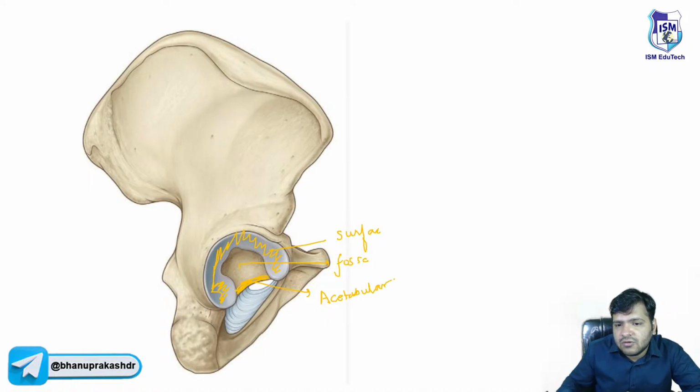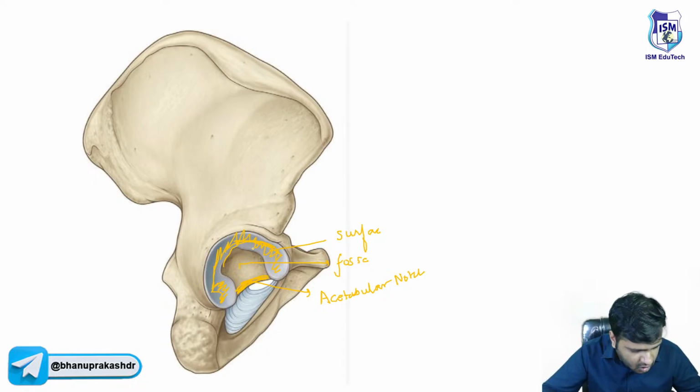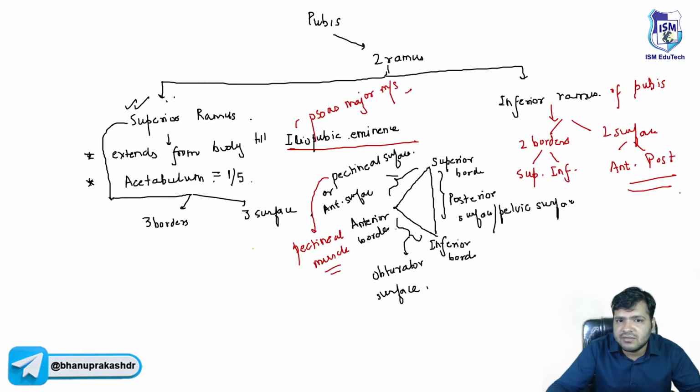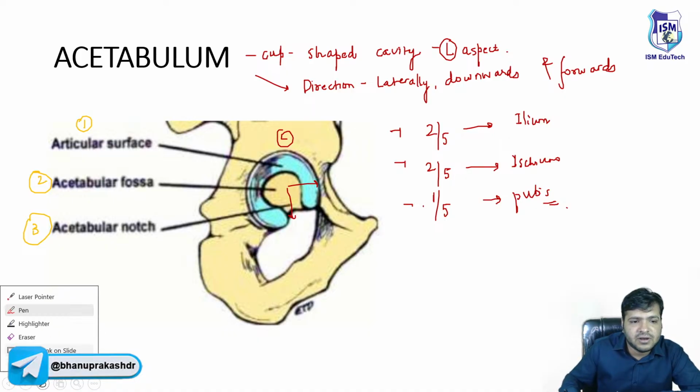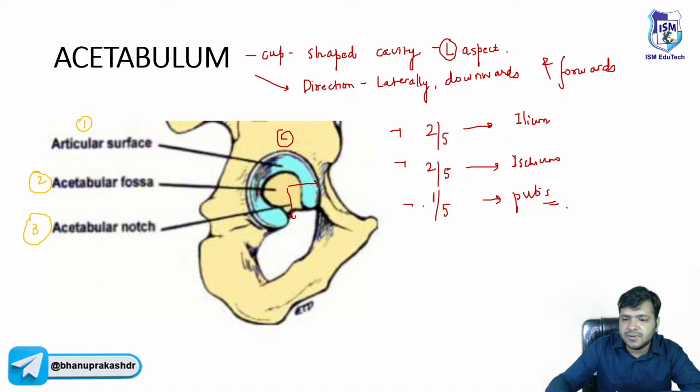Okay, so one is the surface. Inside the surface, there is the fossa, and just below the fossa, if you look, you will see a notch. That is called the acetabular notch. Okay, it is called the acetabular notch. That is something that you have to remember, the parts of the acetabulum. The parts of the acetabulum: we have the surface, acetabular fossa, and acetabular notch. Acetabular notch, that is something you have to keep in mind.